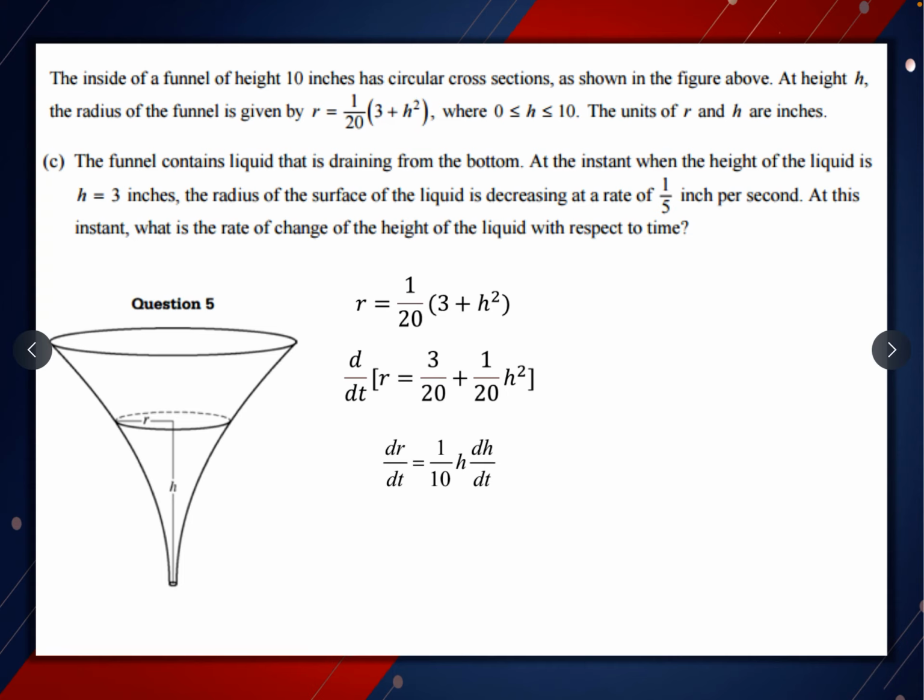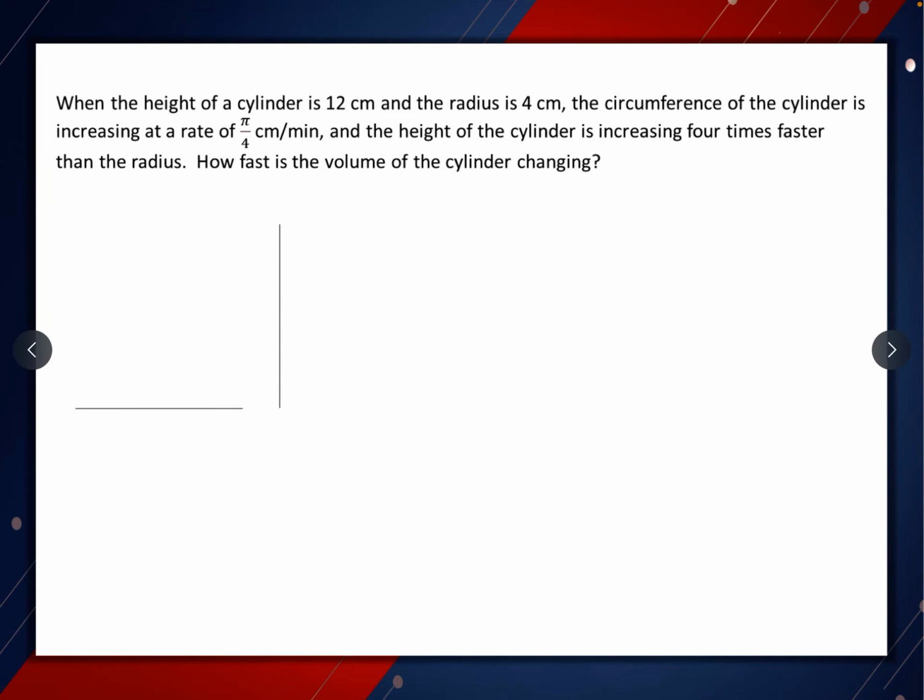So we also need to have the derivative of the original function. So we can get dr/dt equal to 1 over 10 h dh/dt. And we know h, we know dr/dt. So we can calculate dh/dt, which is negative 2 over 3.